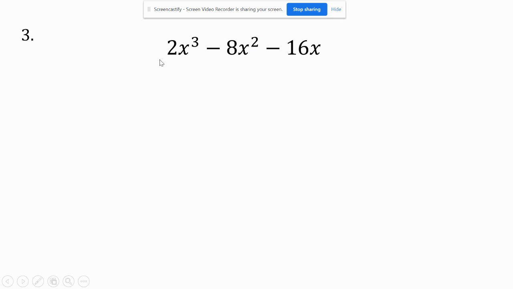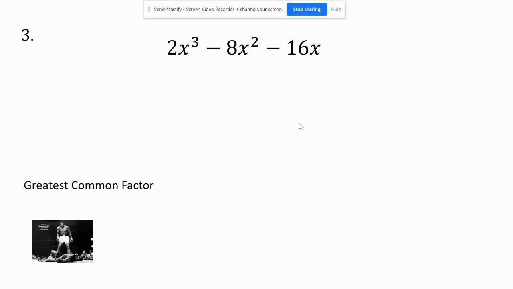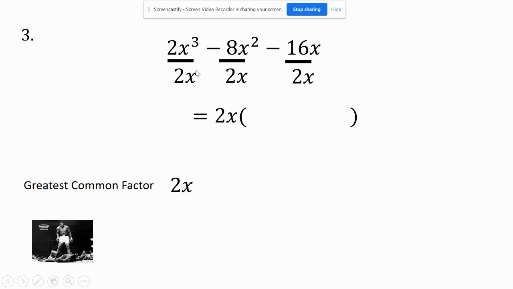So here we go. Now this time, always look for something common. 2 goes into 2, 8, and 16, and an x, so I can factor out a 2x. And when I do, I have a 2x, and then I will have 2x cubed divided by 2x, which is x squared. Negative 8x squared divided by 2x is negative 4x.